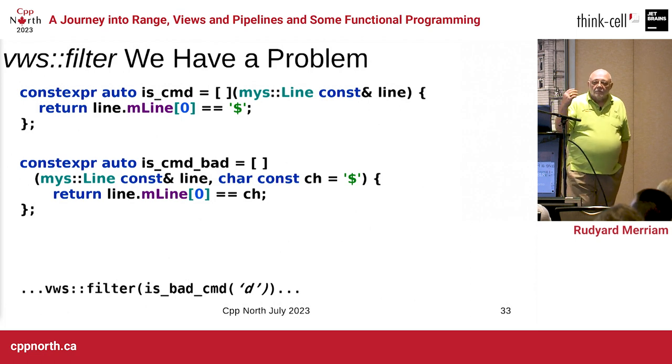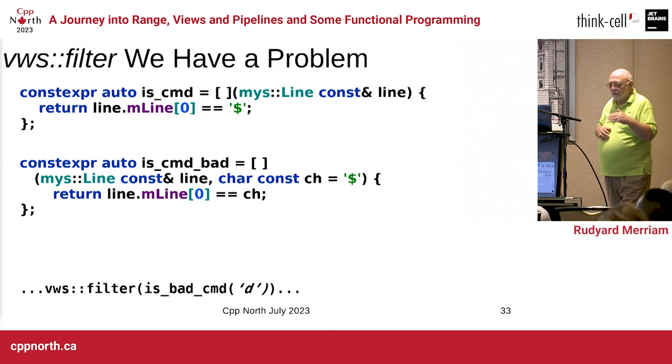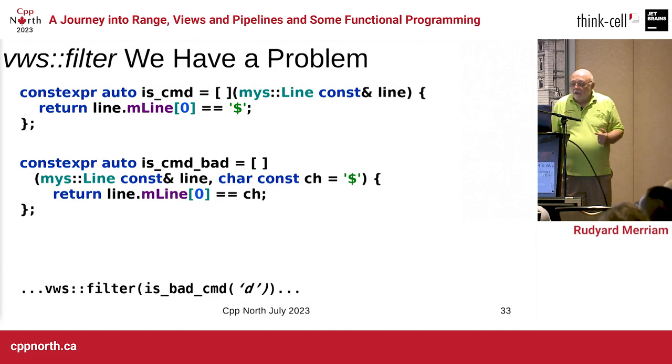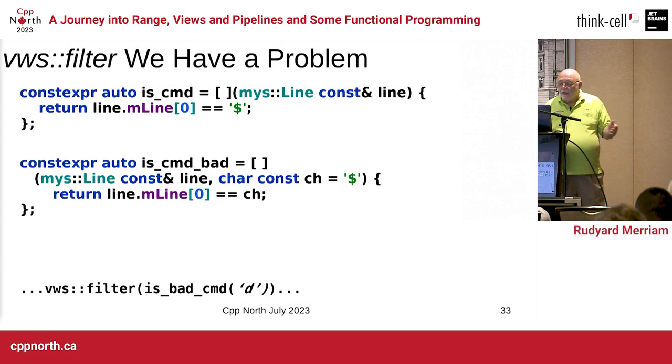If we want to say we've got some big complex algorithm and we want to modify it, we want to add a parameter in here to make it a little bit different. In our simple example here, we're going to say, okay, we don't want the dollar sign to be a constant. We want it to be a variable that we pass in, an argument. Maybe we want to change it to a D so we can get all the names of the directories. So we take and we create command bad. Hint that this isn't going to work. And we add in a second parameter, which is the character that we want to pass in. And we test the character against the first character in the line. And we try and do this.